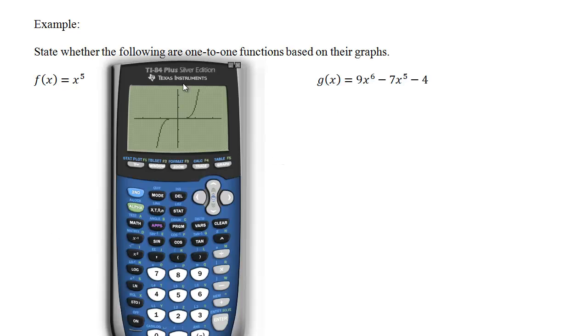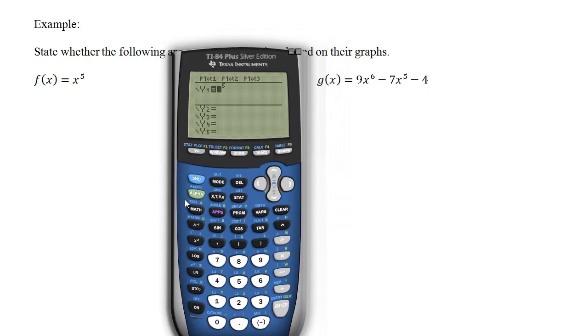And we'll look at the second one. I'll plug in 9 times x raised to the 6th, minus 7 x to the 5th, minus 4. Then go back to a standard viewing window, zoom 6.